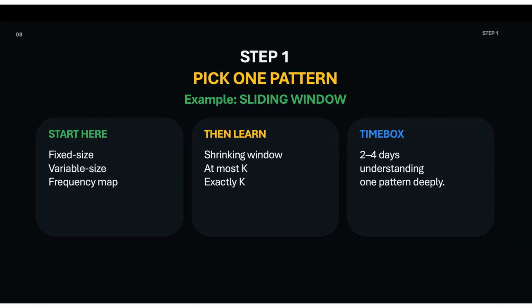So step 1, you have to pick one pattern. Let's take an example of sliding window. Instead of solving one sliding window problem today and then jumping to dynamic programming tomorrow, stay with sliding window problems. Start with fixed size windows, then variable size windows, then frequency maps, then shrinking windows, then at most k, and finally exactly k. Spend a few days understanding the pattern deeply. Your objective is not to memorize a template. It's important to understand when and why the pattern works.